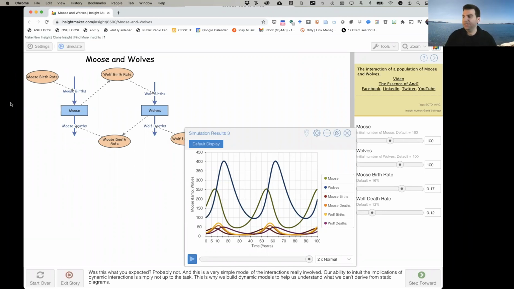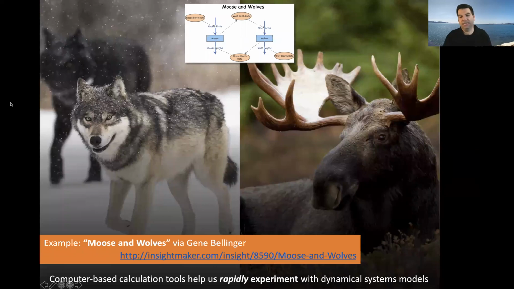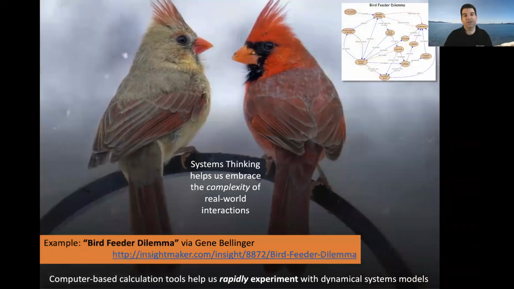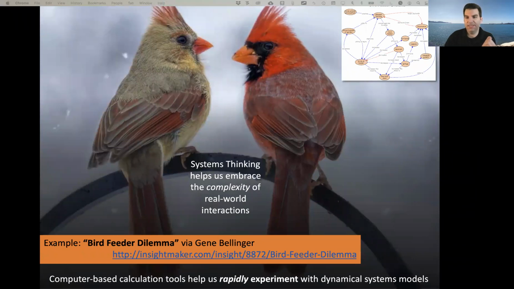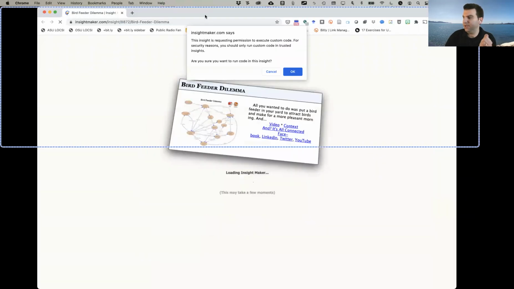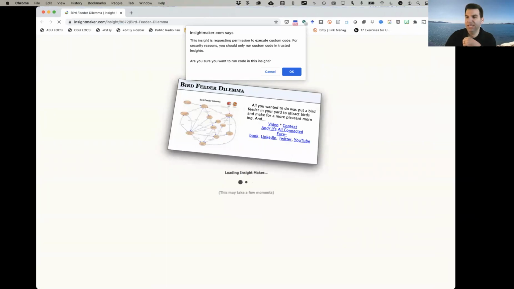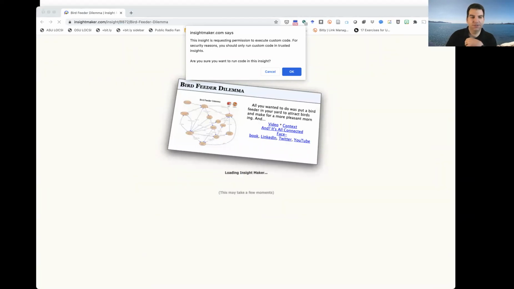The beauty of systems thinking is it helps us think about even larger problems and even larger models. And so I'm going to borrow another example from Bellinger, and this is a bird feeder dilemma, he calls it. In this particular example, we're not going to simulate, we're just going to sort of draw out these causal links. So I am going to open up this example, also in Insight Maker, but this one is going to be focused on these so-called causal loops.